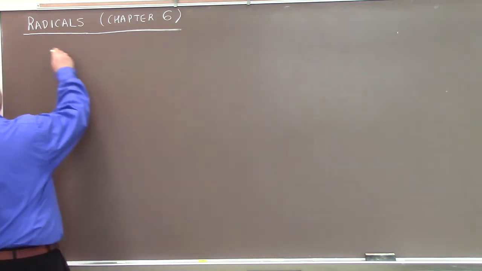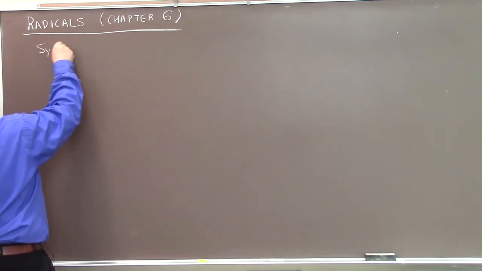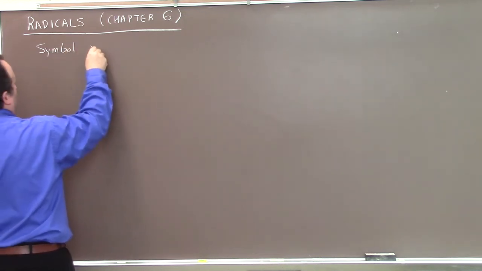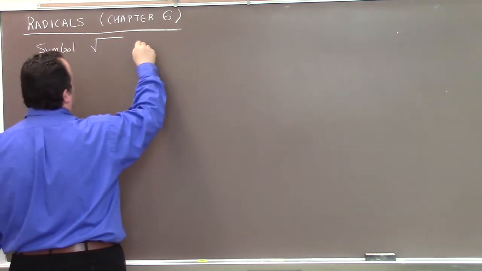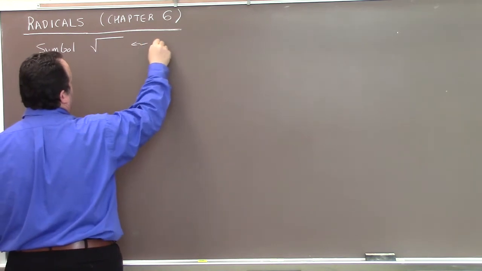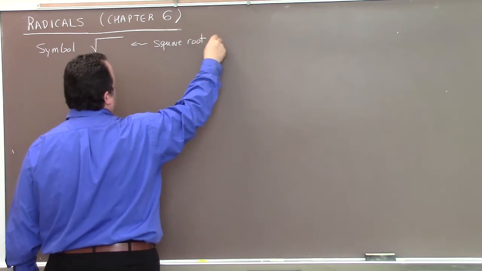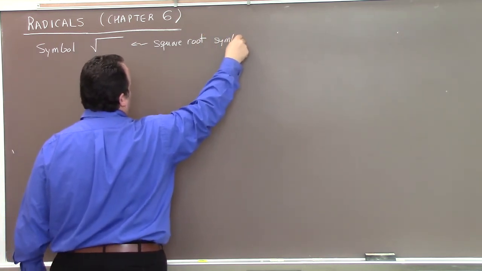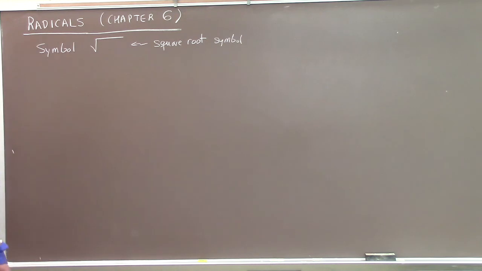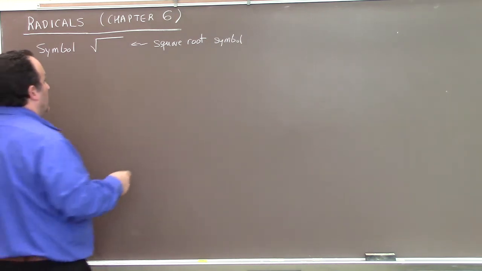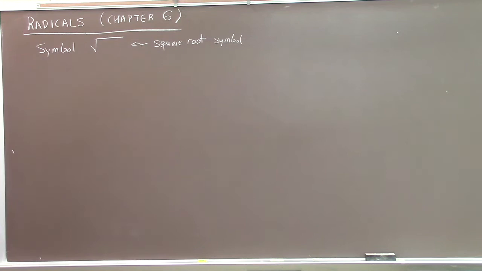Okay, so let's get to it here. The symbol is a radical, and this is the square root symbol, right? It says the expression written with a radical is called a radical expression. The expression written under the radical is the radicand.